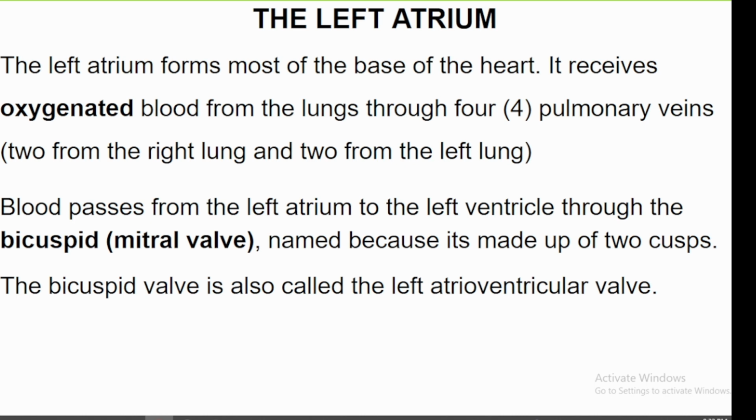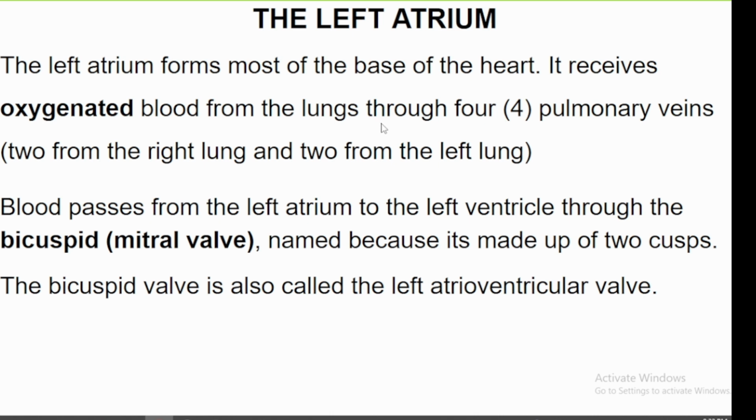So we saw that the right atrium receives deoxygenated blood. However, the left atrium receives oxygenated blood from the lungs, because that is where oxygenation takes place. It receives it through 4 pulmonary veins. Don't forget, all veins carry deoxygenated blood except the pulmonary vein. So we can see here that the pulmonary vein is carrying oxygenated blood from the lungs towards the left atrium. Is that okay?